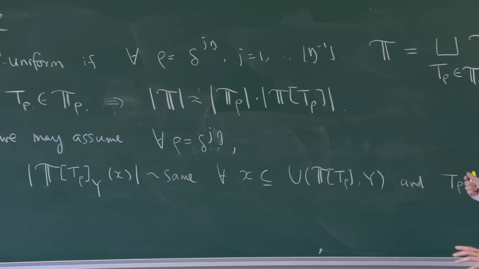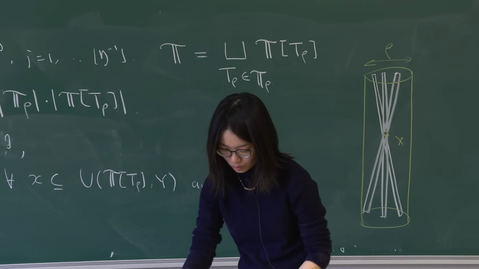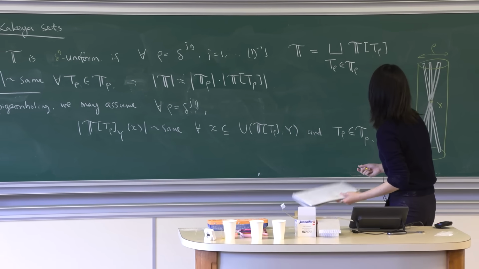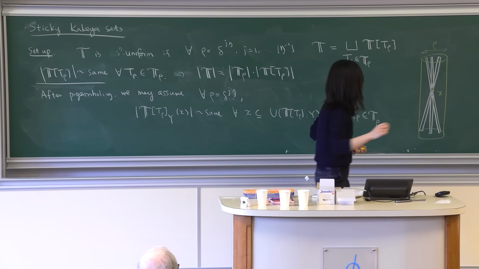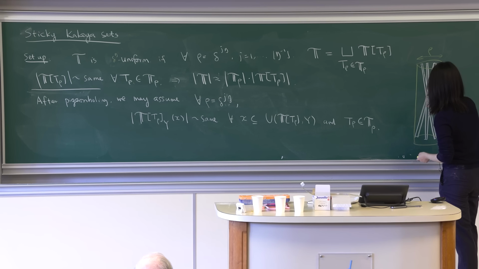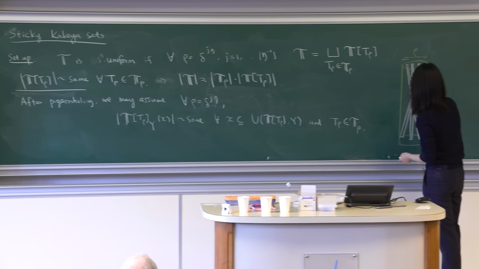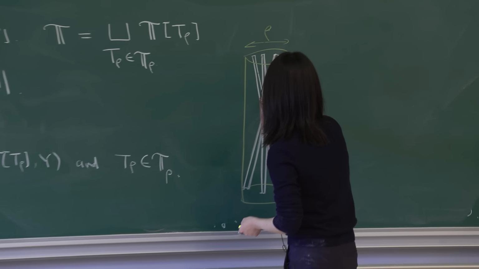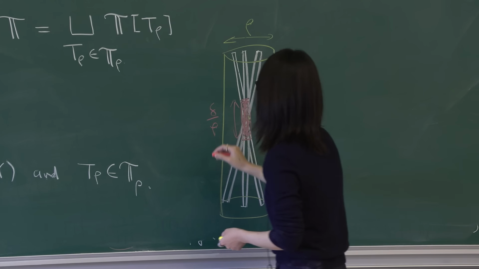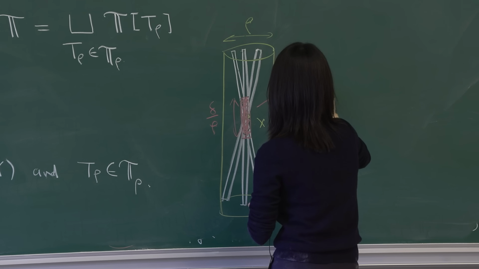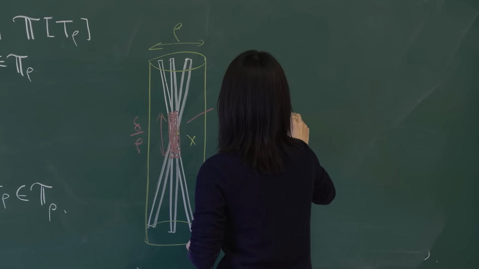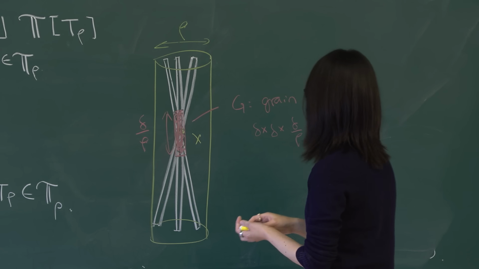Now this is very convenient because what we are going to do next is study the following. The thin tubes inside the thick tube will intersect into these segments that we discussed previously, because then the segment has length delta over rho, right? And if we call those segments G, the grains, which have dimensions delta times delta over rho, then we have the following.